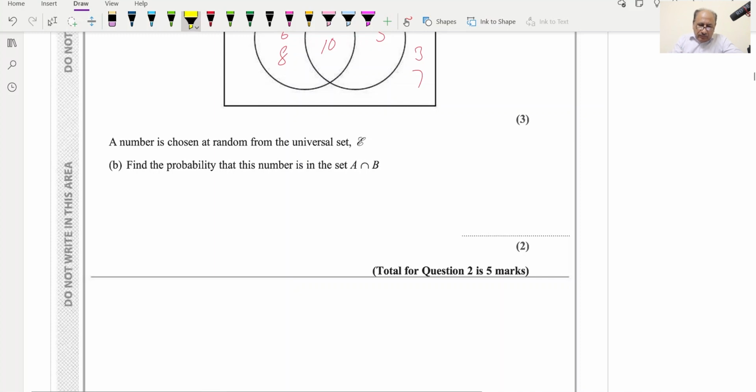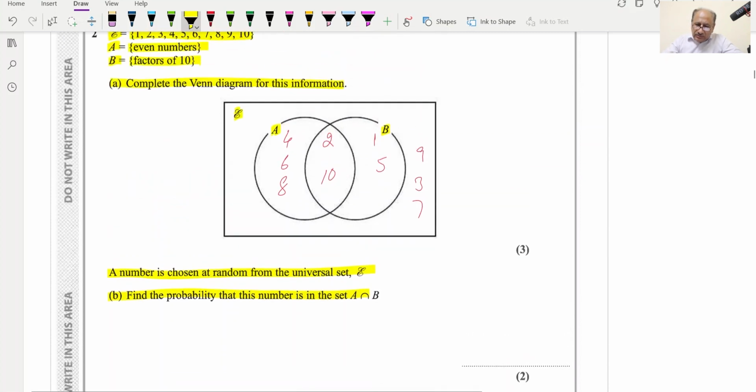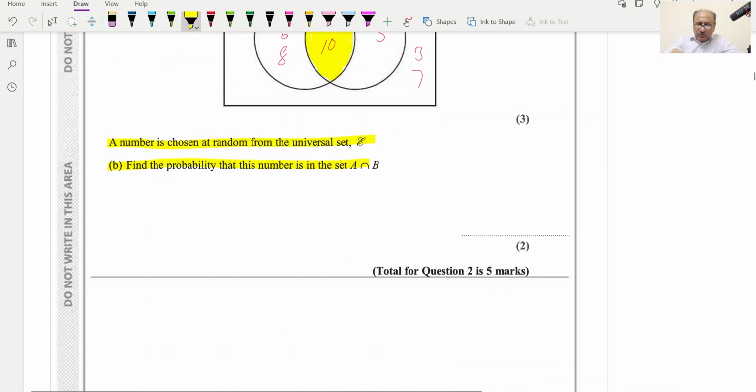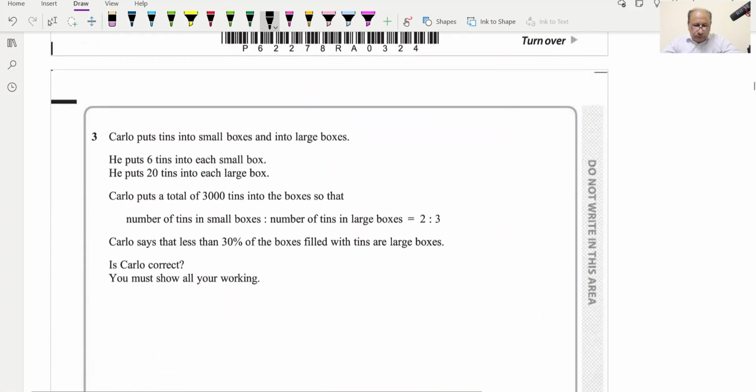Now the next part is: a number is chosen at random from the universal set, find the probability that this number is in the set A intersection B. Set A intersection B is this region, and there are two numbers out of 10 in this intersection, so our answer will be 2 out of 10. This is the answer, and this is for 2 marks.